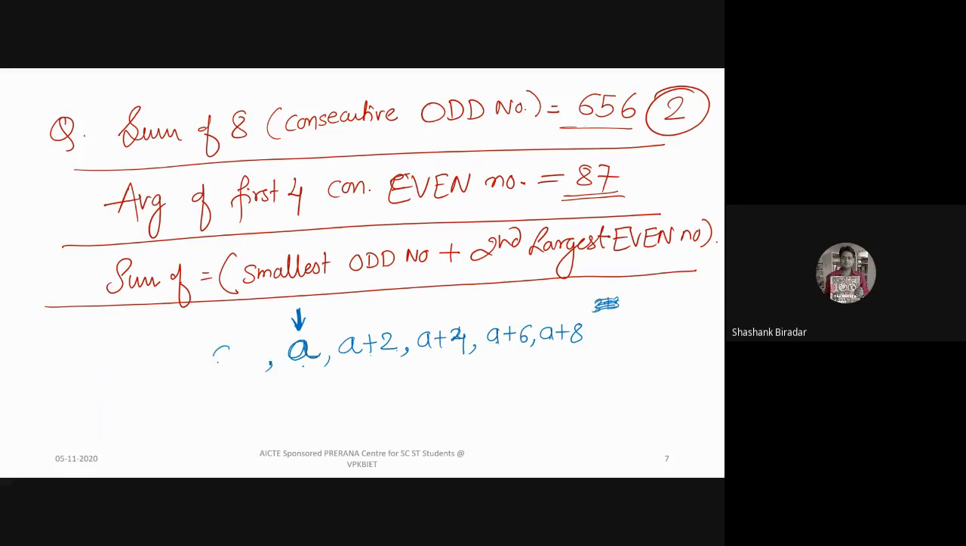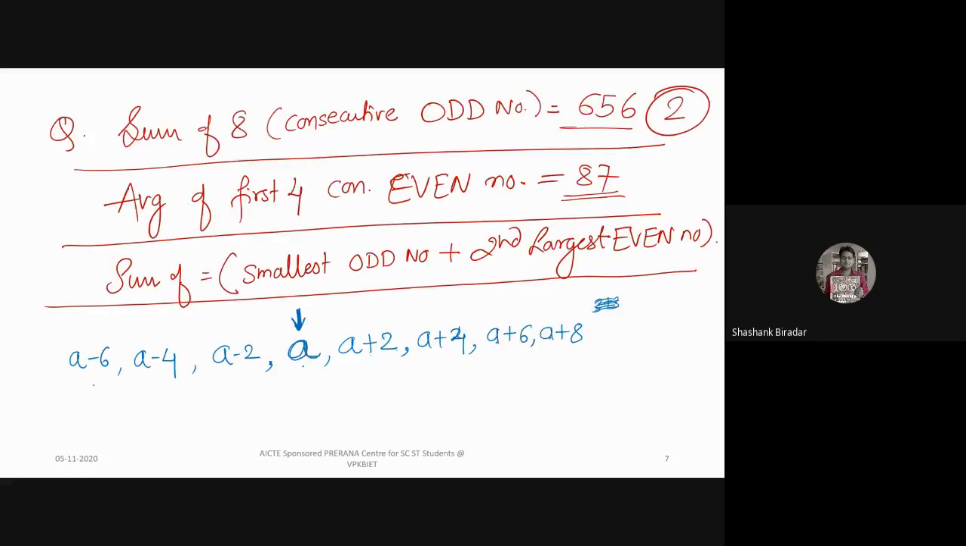Then here A minus 2 is also an odd number. Then A minus 4, and A minus 6. So how many numbers? 1, 2, 3, 4, 5, 6, 7, 8. So the sum of all these numbers is 656.